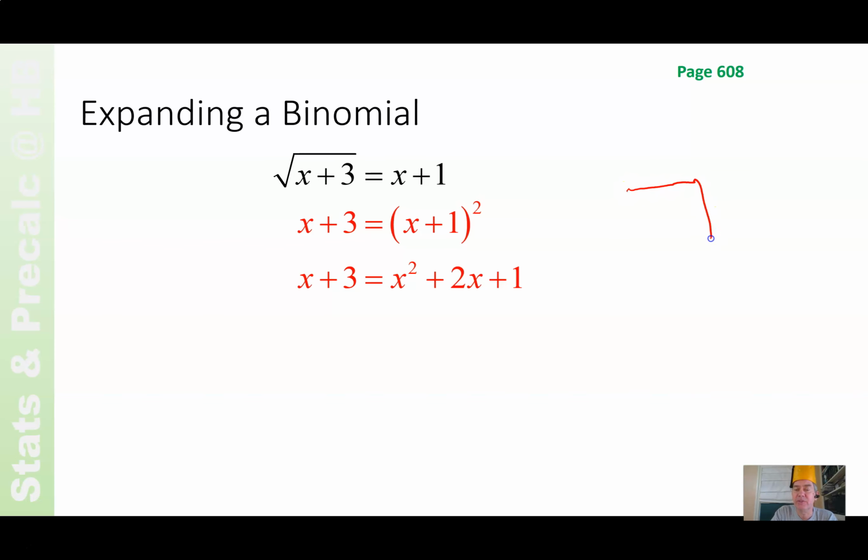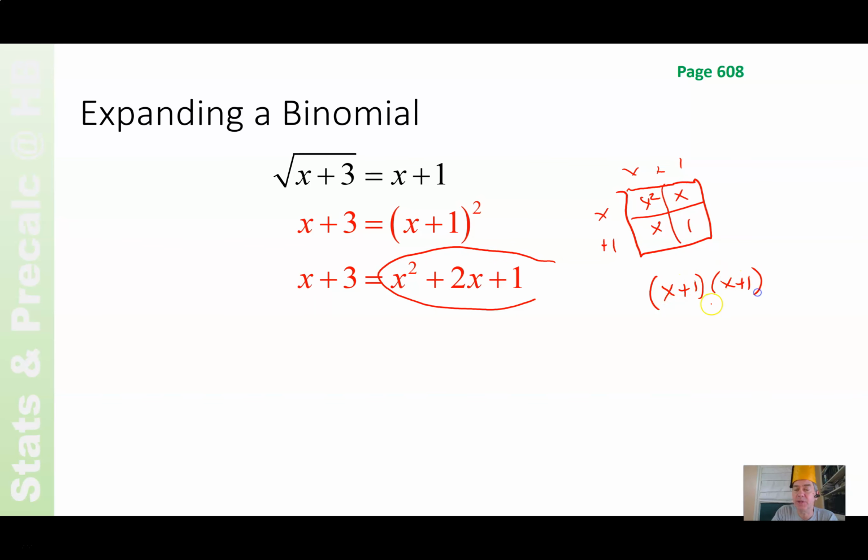You might FOIL it. You might do x plus 1 times x plus 1, and you have x squared and x and x and 1. But in any case, you really have to get x squared plus 2x plus 1 wherever you've got it. However you do this, make sure you've got x squared plus 2x plus 1 on that side.